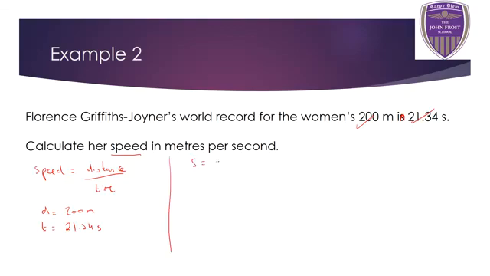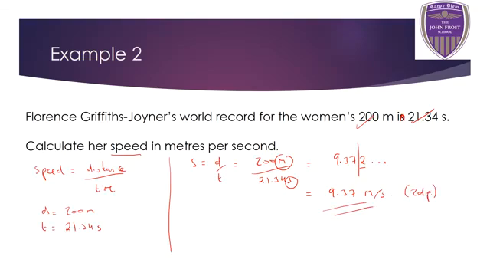So speed equals distance divided by time. So that's 200 meters over 21.34 seconds. So get a calculator out. 200 divided by 21.34 gives me 9.372, etc. To 2 decimal places, the 2 means stay the same. 9.37 again, meters per second to 2 decimal places. I think I have one more example, a bit more complicated, example 3.